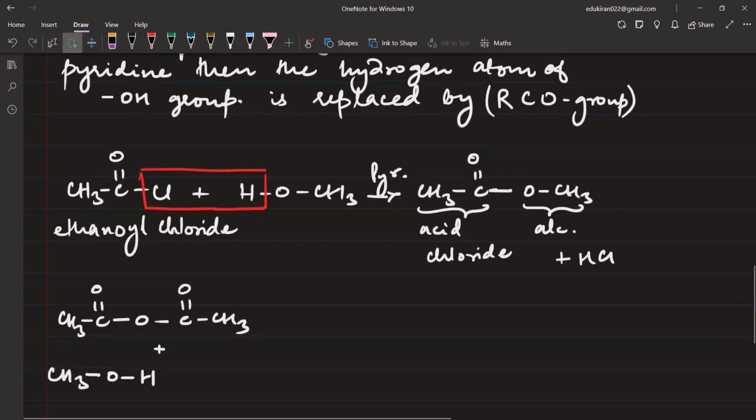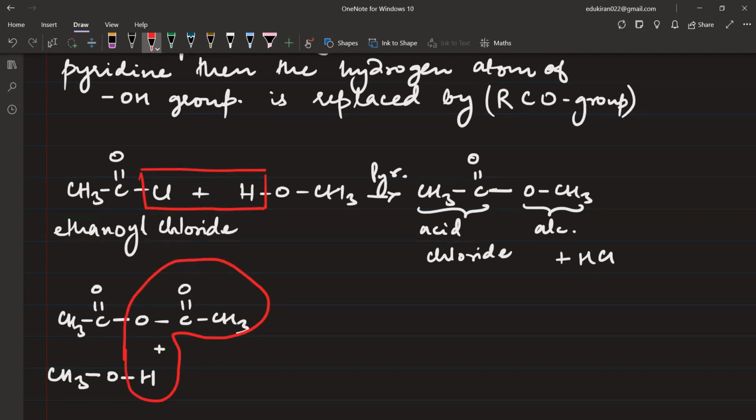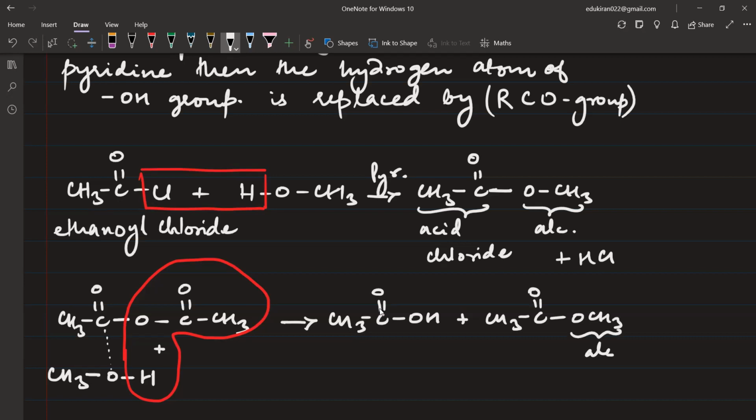Now see here what happens. This hydrogen will be broken, and this hydrogen will go away with this complete thing. So you'll get CH3, C double bond O, OH, plus this is going to get bonded to this oxygen atom. So you are going to get CH3, C double bond O, and OCH3. Again, this is from your alcohol, and this is from your acid anhydride.